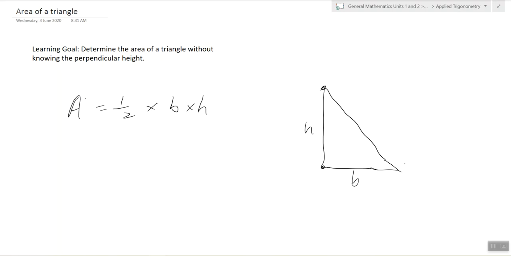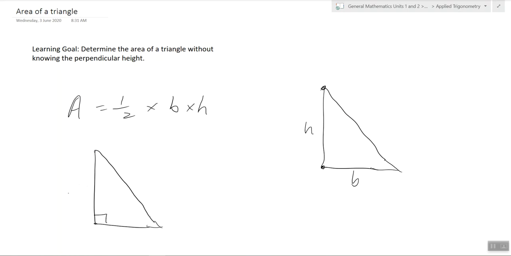Okay? So if we had a triangle like this, and it gave us the base, and it gave us the perpendicular height, what would we do? We do the base times the height, 5. We don't do this length here. Okay?